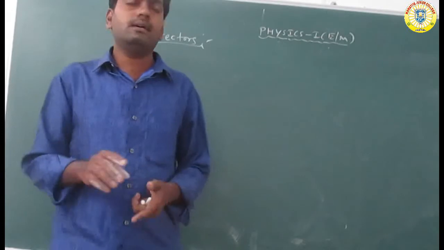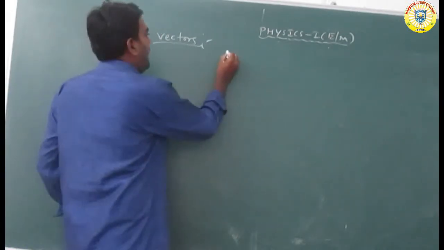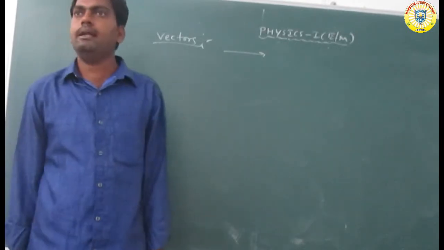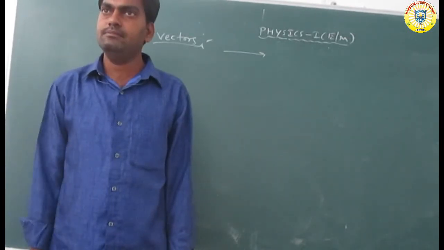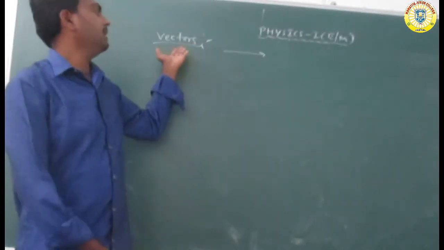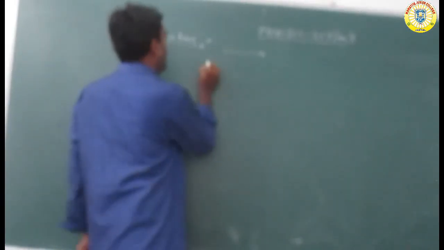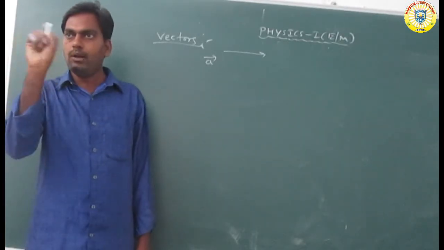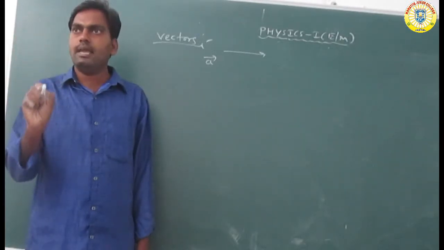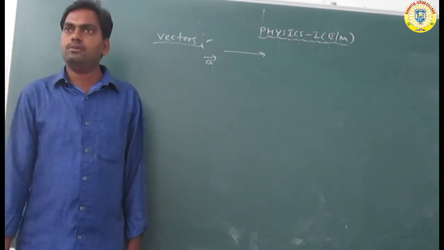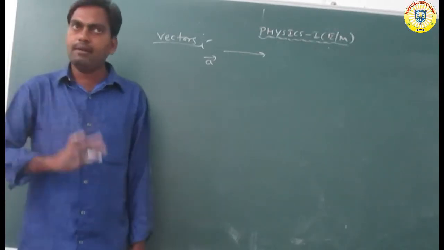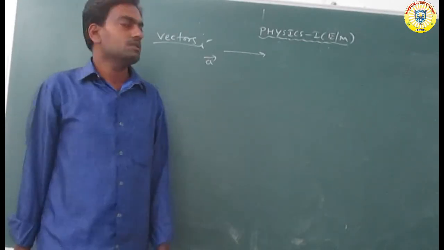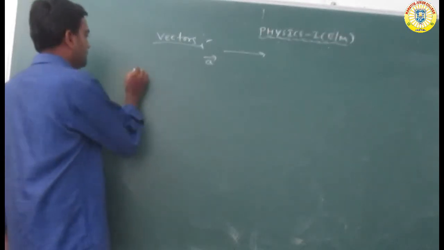A vector is represented by an arrow mark, a line segment or arrow, denoted by that. For example, A be the vector: there is an arrow mark over A, that means A is a vector, having magnitude and direction. Got it? Now vectors are classified.